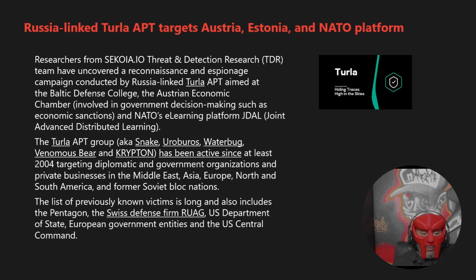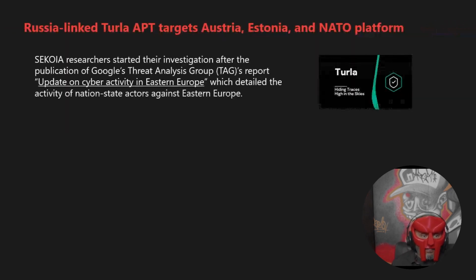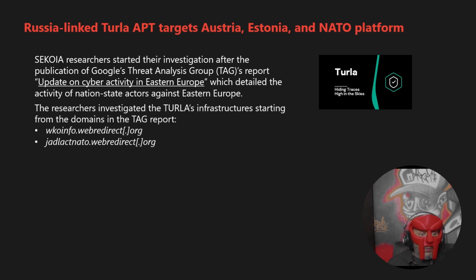The list of previously known victims is long and also includes the Pentagon, the Swiss defense firm RUAG, the U.S. Department of State, European government entities, and the U.S. Central Command. Sekoia researchers started their investigation after the publication of Google's Threat Analysis Group report, Update on Cyber Activity in Eastern Europe, which detailed the activity of nation-state actors against Eastern Europe. The researchers investigated Turla's infrastructure starting from the domains in the TAG report.